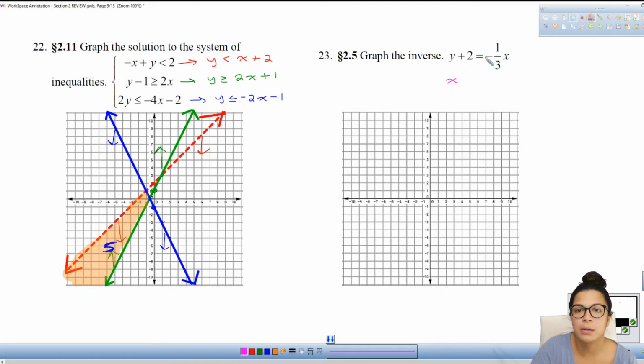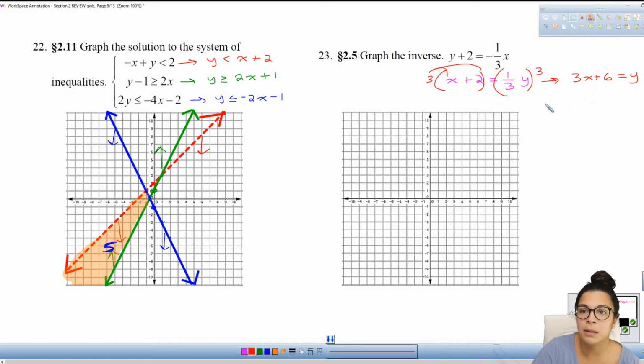So let's go ahead and switch the x and the y. And then I need to solve for y, so I need to get rid of the 1/3. So let me multiply by the reciprocal of 1/3, 3. And of course, if I multiply, I have to multiply every term. So I end up with 3x plus 6 equals y, because remember, we have to distribute that to every term. So 3 times x, 3x, 3 times 2, 6. So the inverse function, actually there's no function notation here. So the inverse is y equals 3x plus 6.